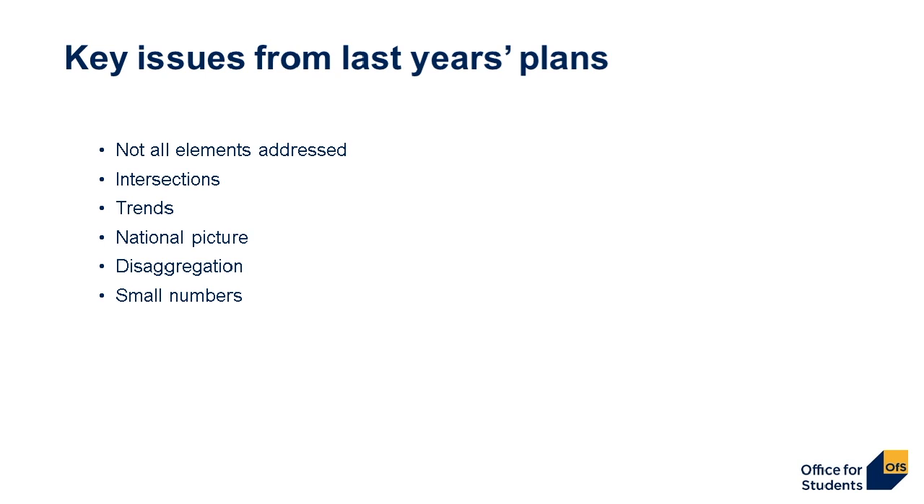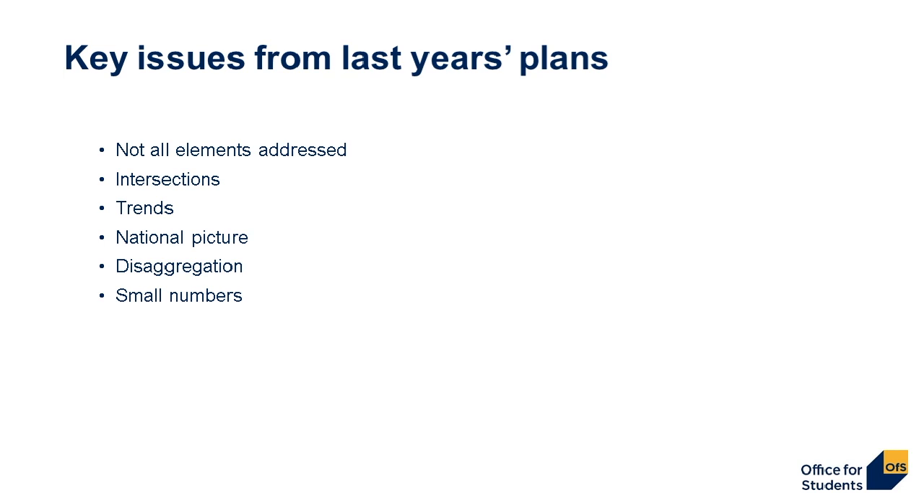Intersections of disadvantage were quite limited last year as well. We'll touch on this again in more detail in a minute. But it's important to consider how some subgroups may face even more extreme barriers to access, success, and progression. For example, the intersections of white working class males from low socioeconomic backgrounds, or intersections of gender and ethnicity.